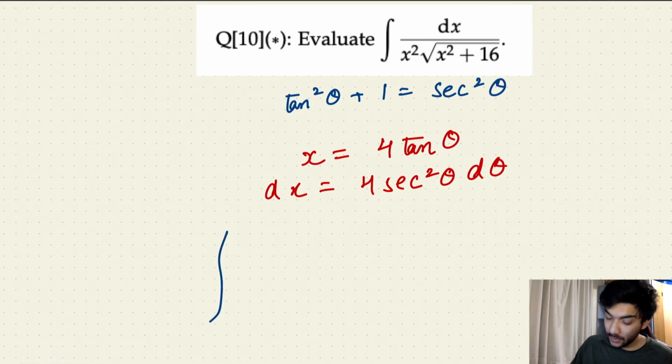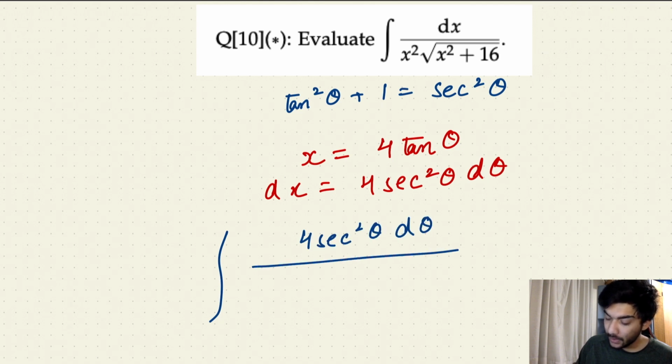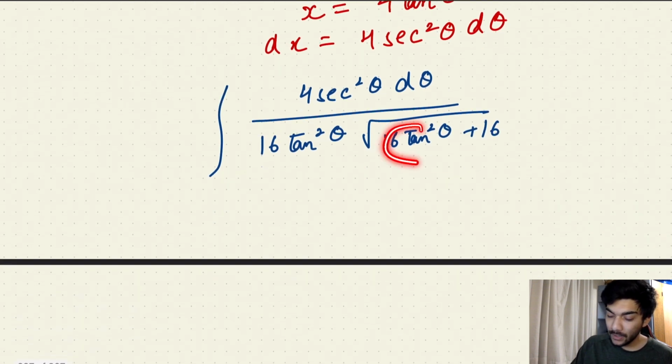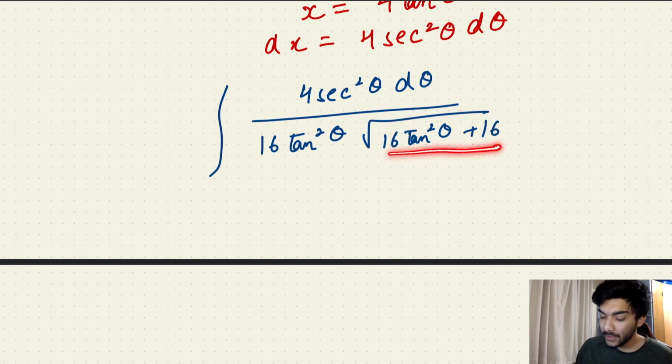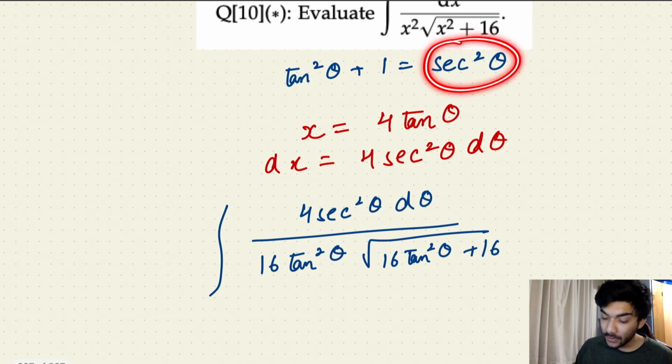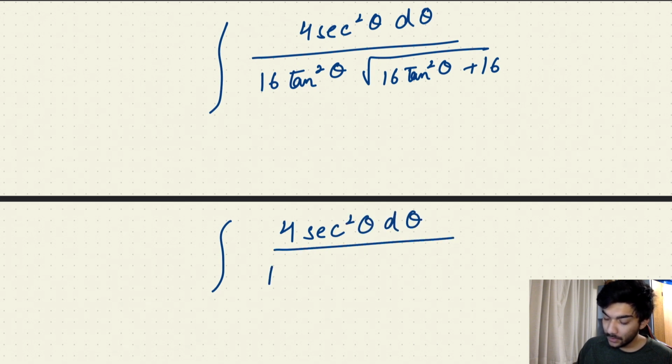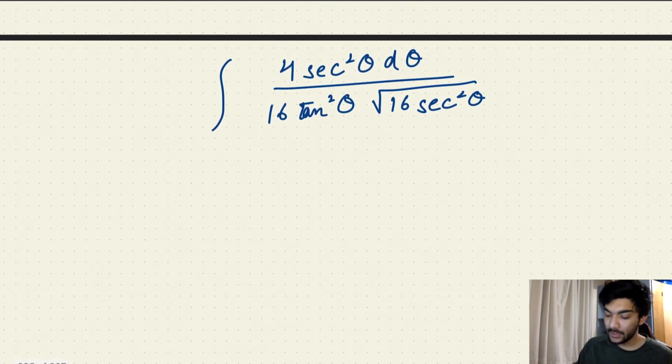And now if you write the integral in terms of d theta, your dx will be converted to 4 secant square theta d theta. x square will become 16 tan square theta, and this would become 16 tan square theta plus 16 in this case, right? And since we already discussed, this would be 16 times tan square theta plus 1, and tan square theta plus 1 is secant square theta, so we can write this expression as simply 4 secant square theta d theta upon 16 secant square theta in this case, right?